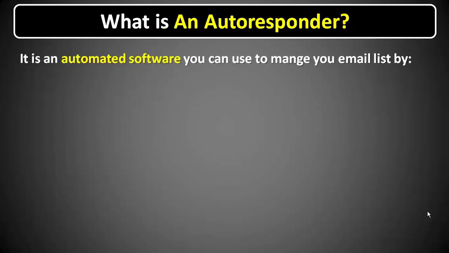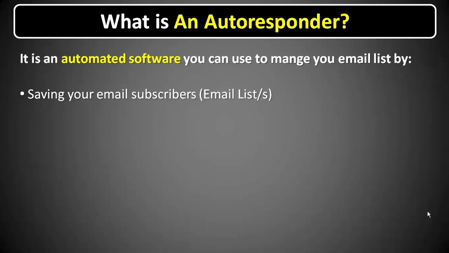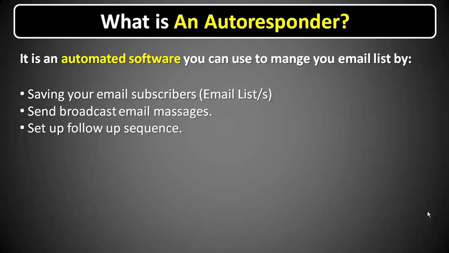So what's an autoresponder? Simply, an autoresponder is a software that you can use in order to manage your email list by saving all of your email subscribers in that autoresponder. So it's a place to save all of those emails. Also, you'll be able to use it to send broadcast email messages and set up email follow-up sequence, and also you'll be able to do list segmentation.